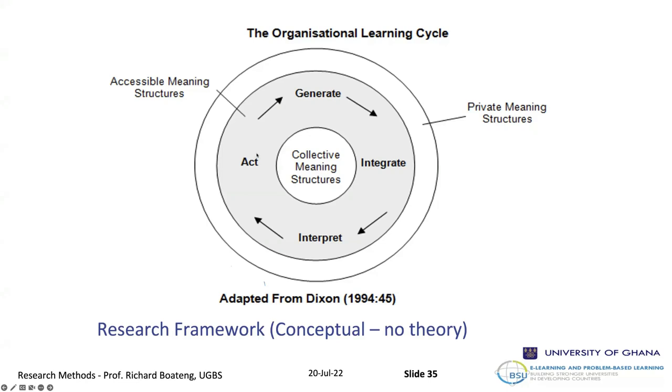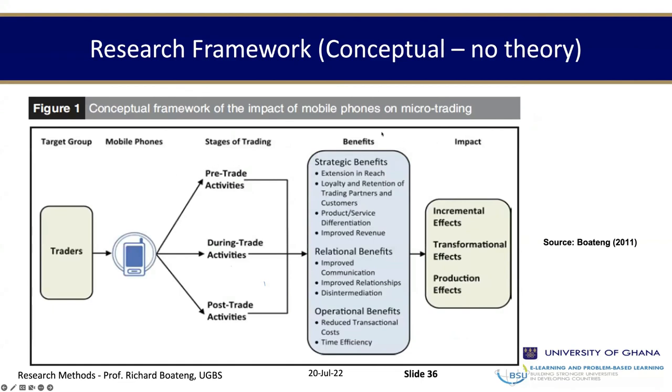Okay, then you can have the linear one. This one is my research framework, or my conceptual framework, for the impact of mobile phones. The impact of mobile phones from the literature is incremental, transformational, and production, but it didn't tell you how you arrive at the impact. So I put it in the context of a micro trader or a market woman who adopts a phone. And economics says that there are three stages of trading: pre-trade, during trade, and post-trade. And then e-commerce says that there are strategic benefits, informational benefits, and operational benefits.